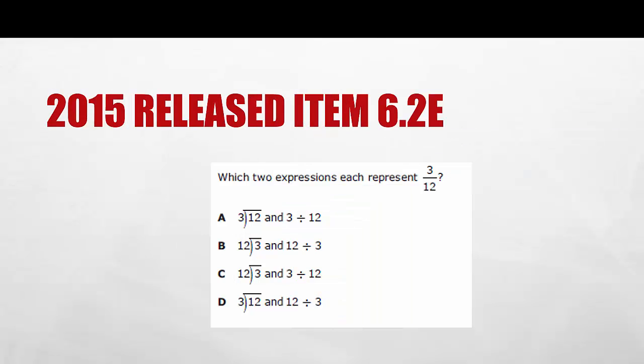Okay, we do have a released item for 6.2e. 6.2e was not tested in 2015 or 2016. However, the state did release some sample items to us. In 6.2e, this is one of the items that they released to us so that we have some idea of where we might be heading with our kiddos. And this item right here is linked with Process Standards 6.1b and 6.1f.